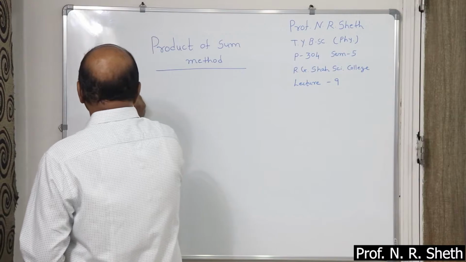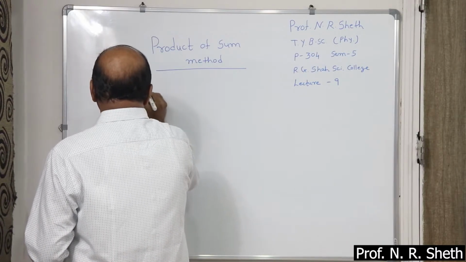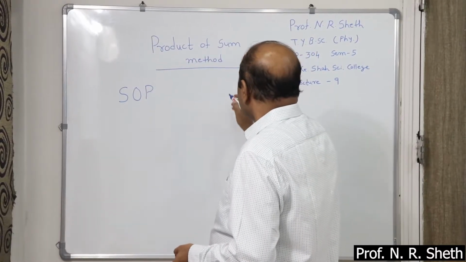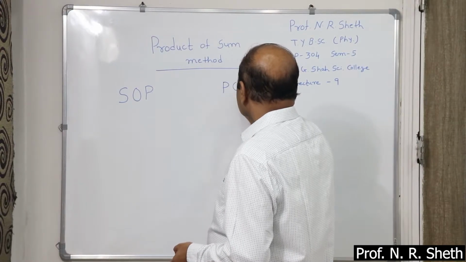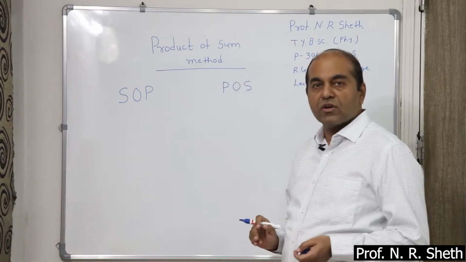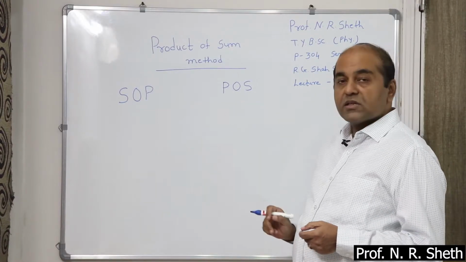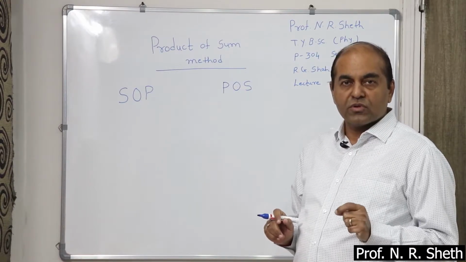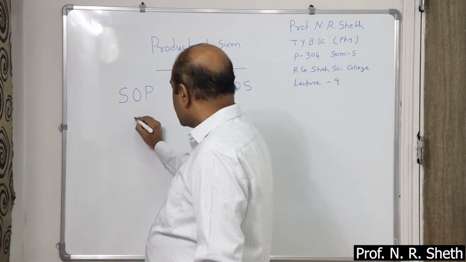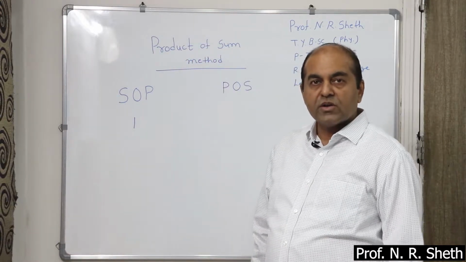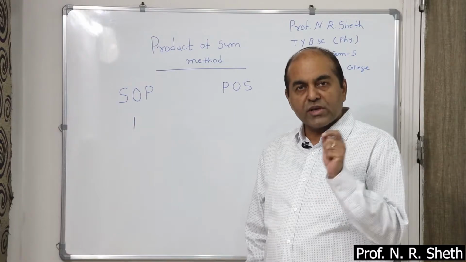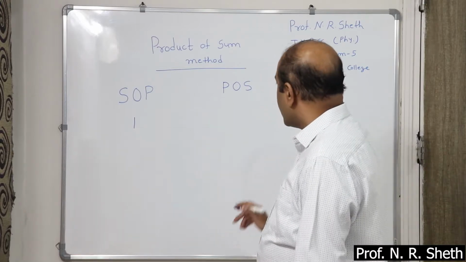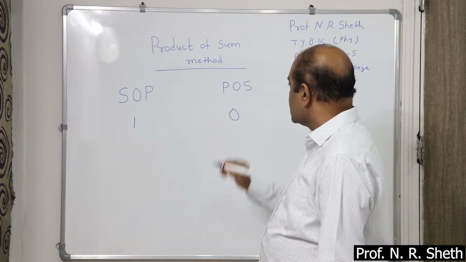Sum of product method is known as SOP, sum of product, and product of sum method is known as POS, product of sum. In sum of product method we focused high output in the truth table, 1. Okay, in truth table output is high is the important case in SOP, while in POS low output is important.